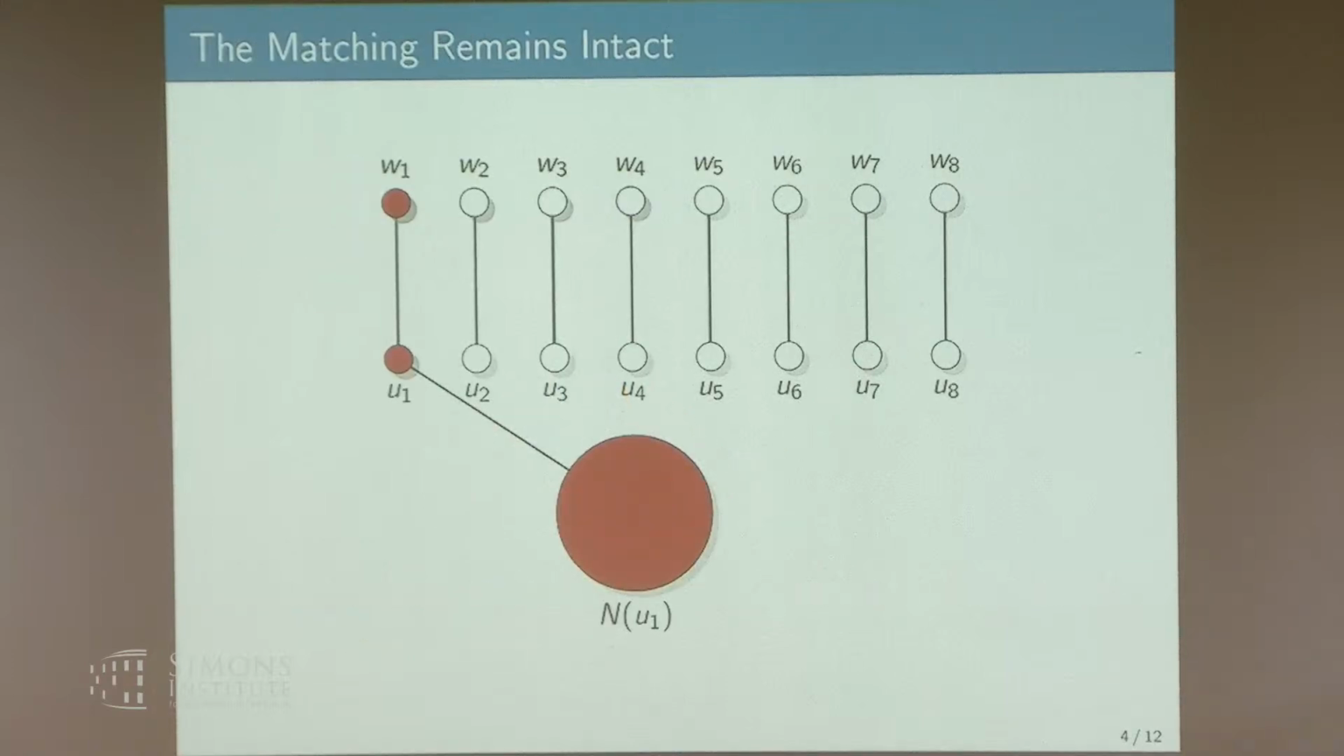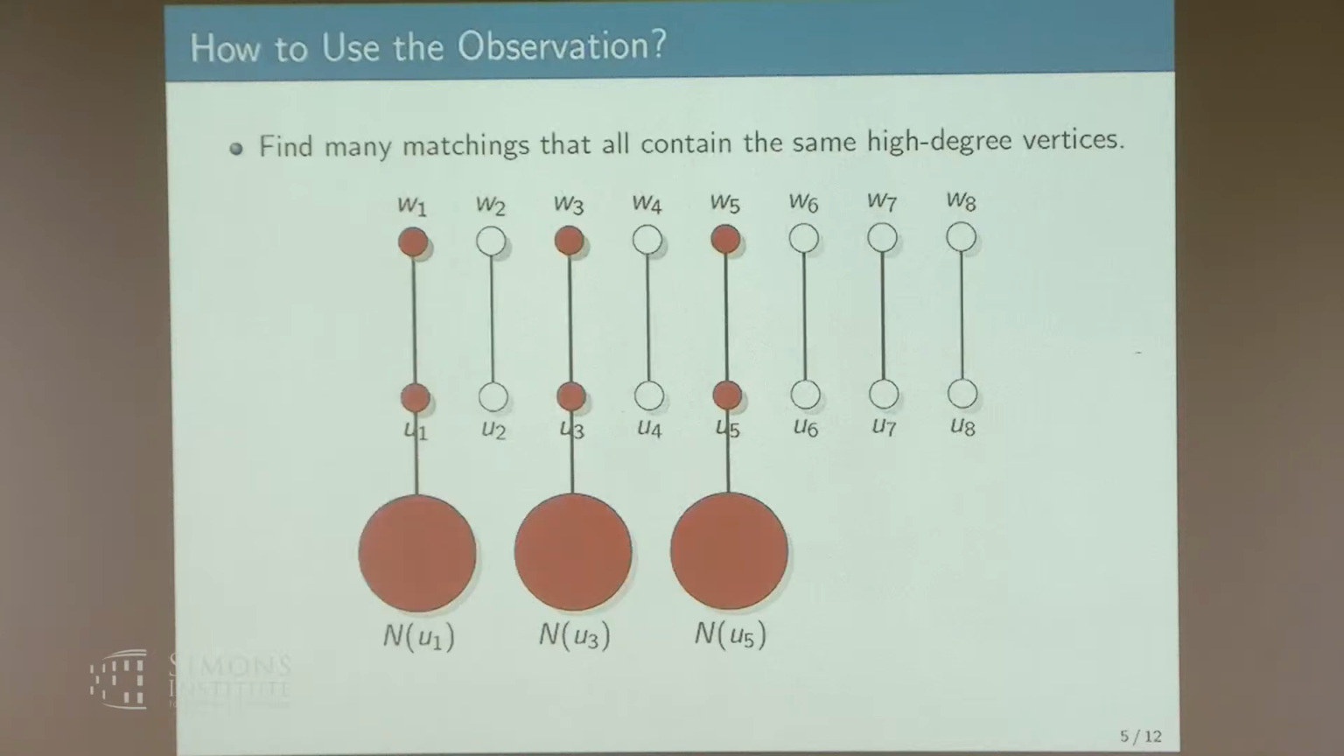Now, the thing that we can use here is that we are given a matching. We pick one vertex here and remove all of its neighborhood from the graph. We are reducing the size of the graph by, say, a constant factor, but the size of this matching is almost the same. So this gives us an intuition to try to use this observation. The way that we are going to use this is that we want to find a lot of matchings that have the same high degree vertices, say U1, U3, and U5. Then we remove all of these vertices from the graph. We are reducing a lot of vertices, but the size of the many matchings that we found that share these vertices, which we call pivots, wouldn't change at all. So this is the intuition that we have here.